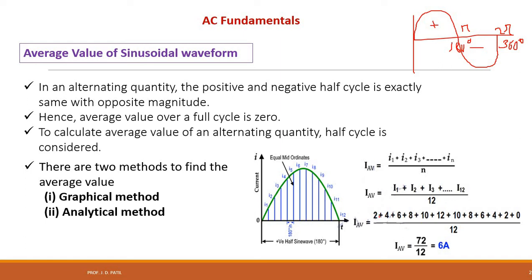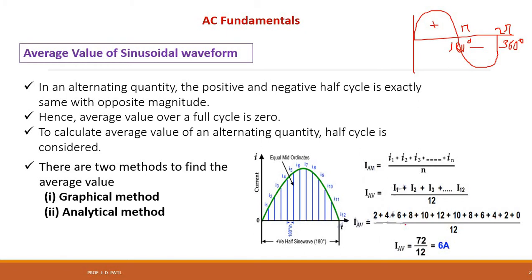We consider the value of I1 as 2 ampere, I2 as 4 ampere, I3 is 6 ampere, I4 is 8 ampere, I5 is 10 ampere, like this 10, 12, 8, again it is decreasing. This is the value of current at each particular instant. So the total is 12 values we consider, so n equals 12. We have to add all these 12 values and divide by 12.